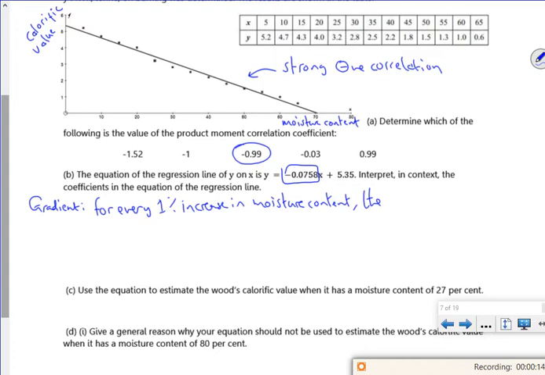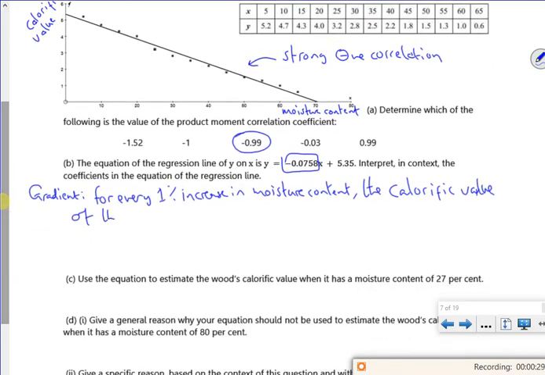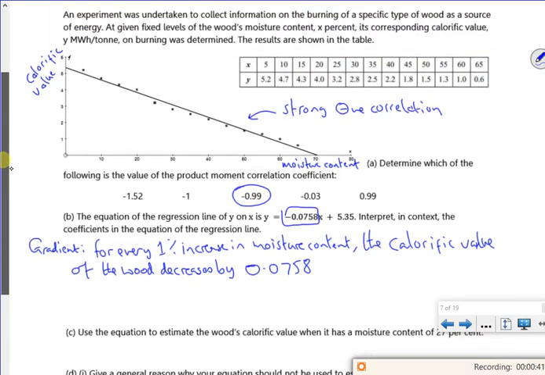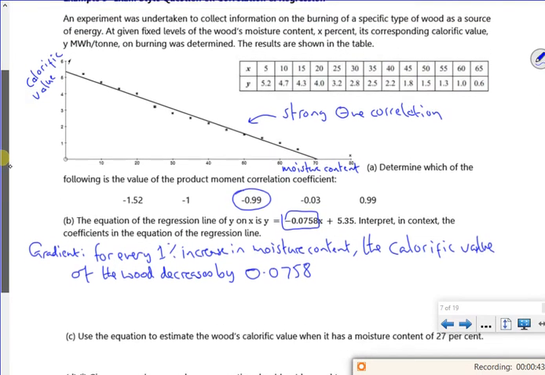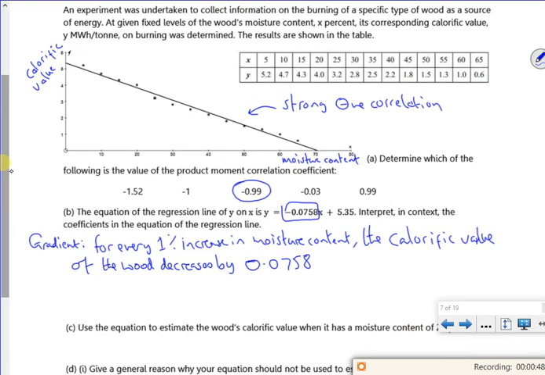So the gradient: for every 1% increase in moisture content, the calorific value of the wood decreases by 0.0758. What are the units? Where is it? The units, I've seen it. I read the units. Oh, here we go. Megawatt hour per ton.